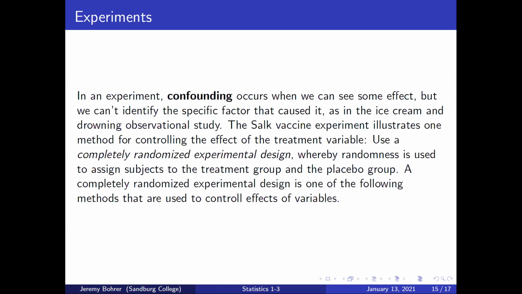In an experiment, confounding occurs when we can see some effect, but we can't identify the specific factor that caused it, as in the ice cream and drowning observational study. The Salk vaccine experiment illustrates one method for controlling the effect of the treatment variable. Use a completely randomized experimental design whereby randomness is used to assign subjects to the treatment group and the placebo group. A completely randomized experimental design is one of the following methods that are used to control effects of variables.